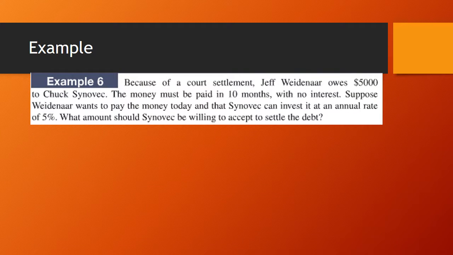In this example, we have 2 men, Jeff and Chuck. Jeff owes $5,000 to Chuck, and he must pay it in 10 months with no interest. But Jeff wants to pay the money today, and Chuck knows that he can invest that money today at an annual rate of 5%. What amount should he be willing to accept to settle the debt? In other words, what amount does Jeff need to give him so that in 10 months in this account, it will become $5,000? Give this problem a try, pause the recording, and then resume the recording to check your answer.